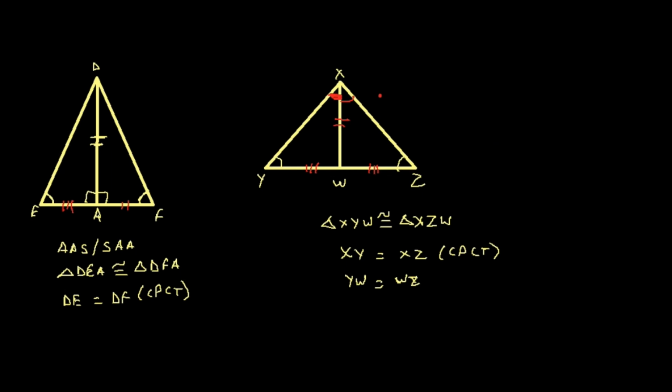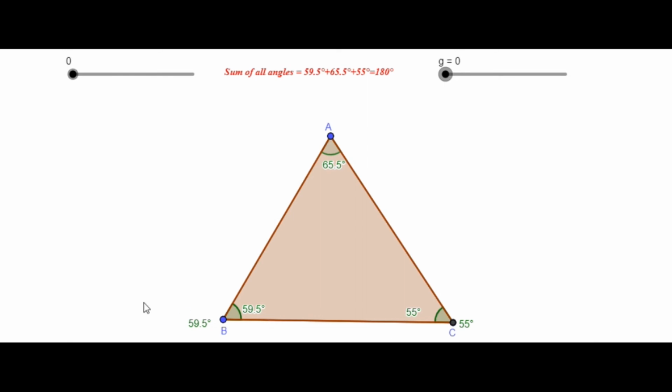Now let's come to proving the other two properties, the angle sum property and the exterior angle property of triangles. For that, I have created a very simple visual for you. So let's jump to the visual straight away. Here we have a triangle ABC, which has three angles: 65.5 degrees, 59.5 degrees and 55 degrees. And if you see on the top, I've added the three angles together, and that sum is equal to 180 degrees.